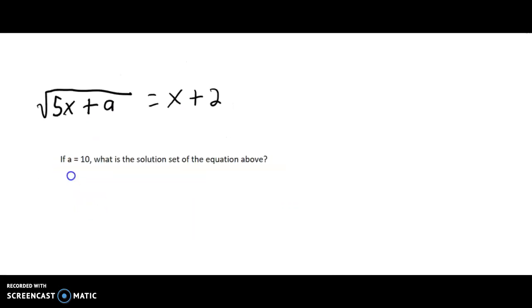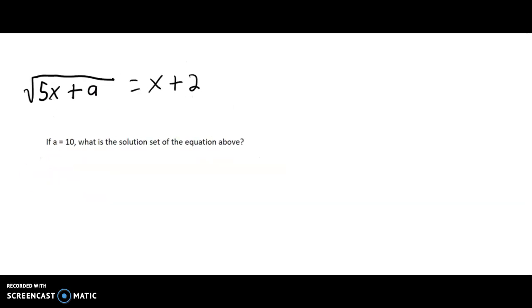Alright, let's consider one more example. Make sure you pause and write the original problem. Okay, I see two variables. I see an x and an a. They tell us that our value of a is 10. So the first thing we want to do is plug in 10 for that a. So I got 5x plus 10 equals x plus 2.